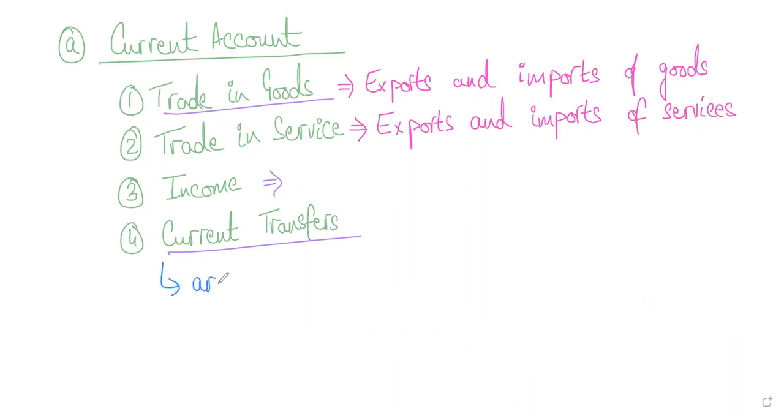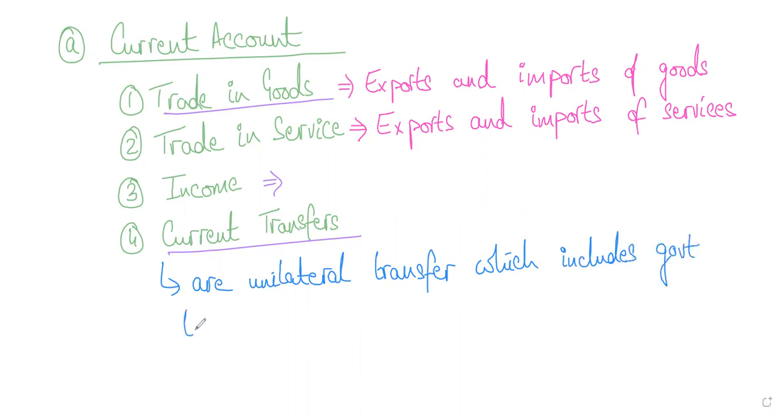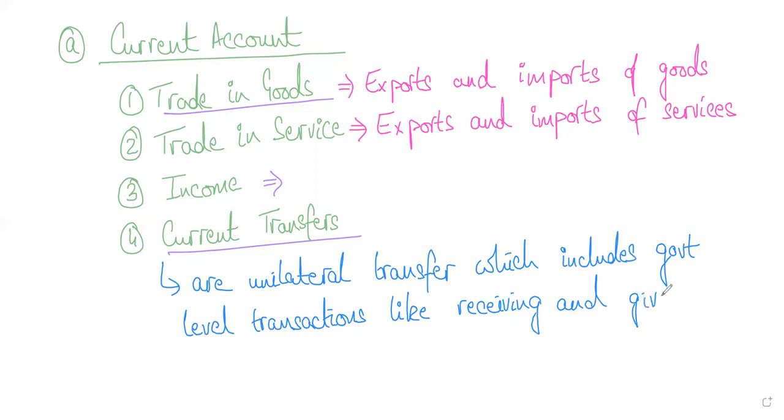So current transfers are unilateral transfers, which include government level transactions, like receiving and paying aid, receiving and giving aid, and remittance, or paying remittance. Just a second, right?